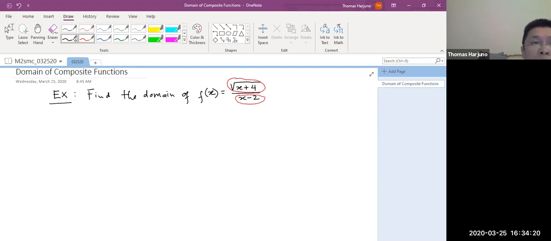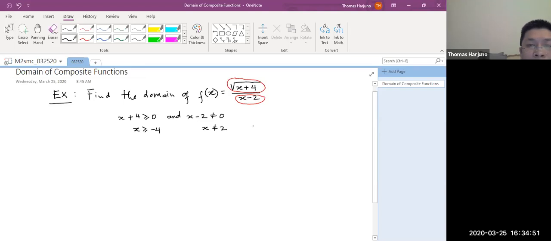Okay, so from the top one we see that the radicand x plus 4 has to be greater than or equal to 0, while the denominator cannot be 0. So then I have x is greater than or equal to -4, and x cannot be 2.